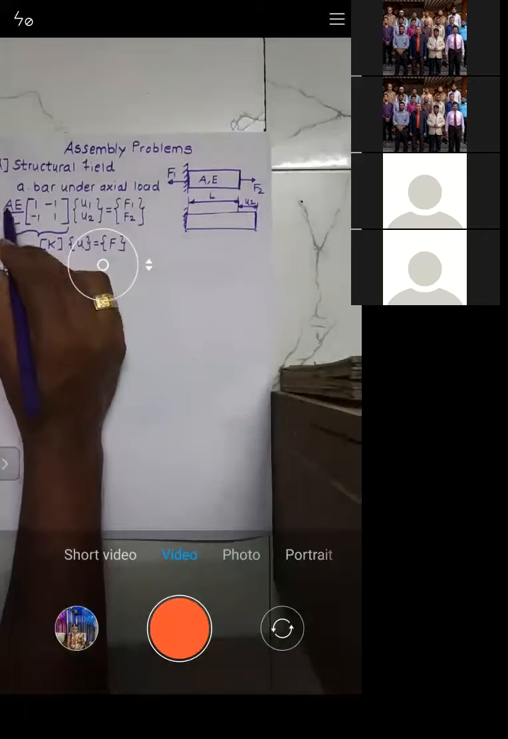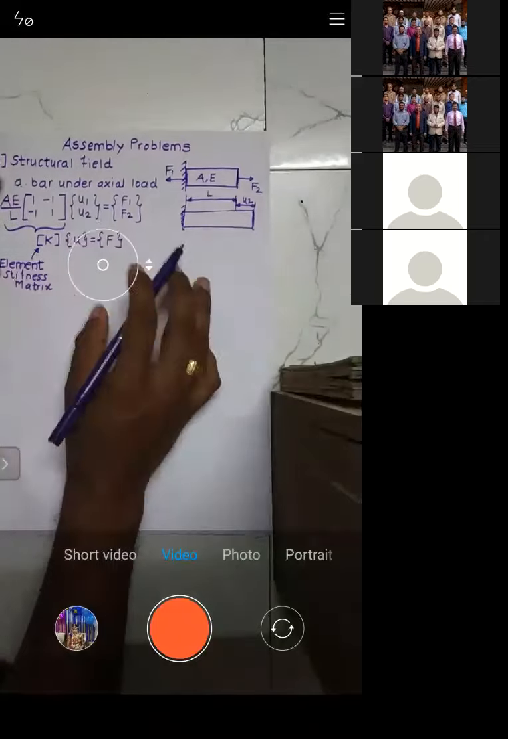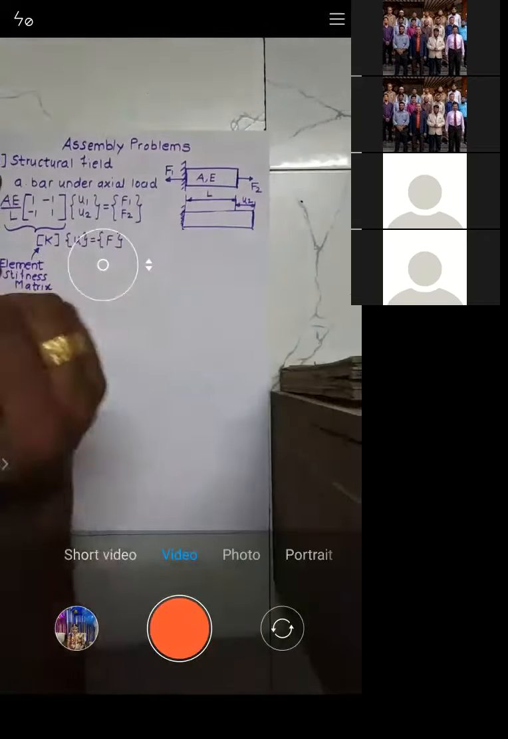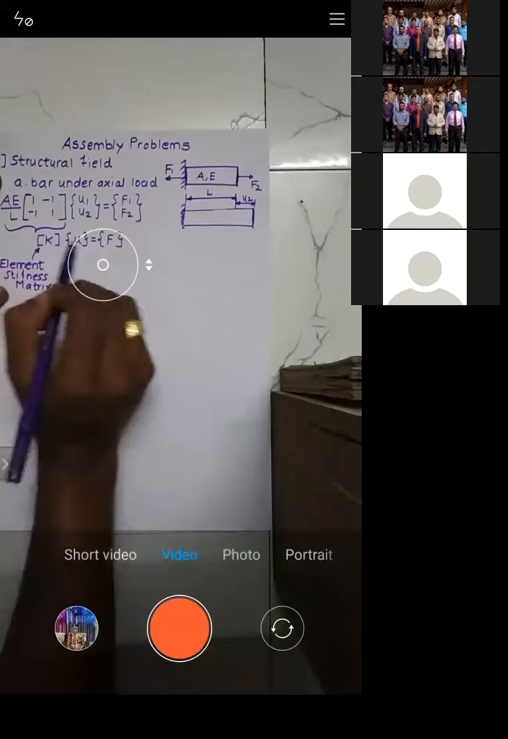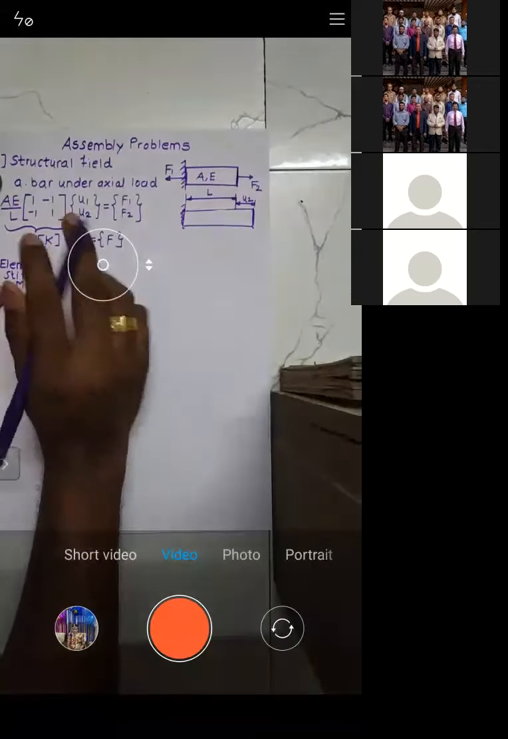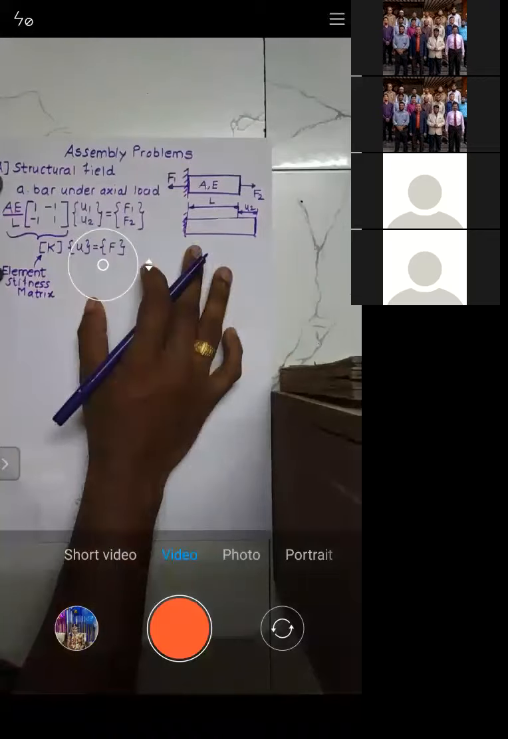And what is the value of K? It is AE by L, [1 -1; -1 1]. U is called the displacement, F is called the force. So force is equal to stiffness into displacement, right? Is that okay?